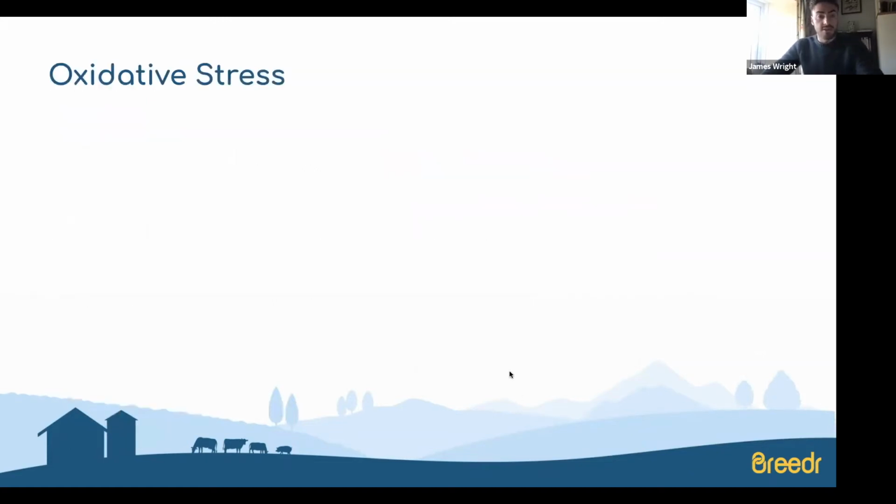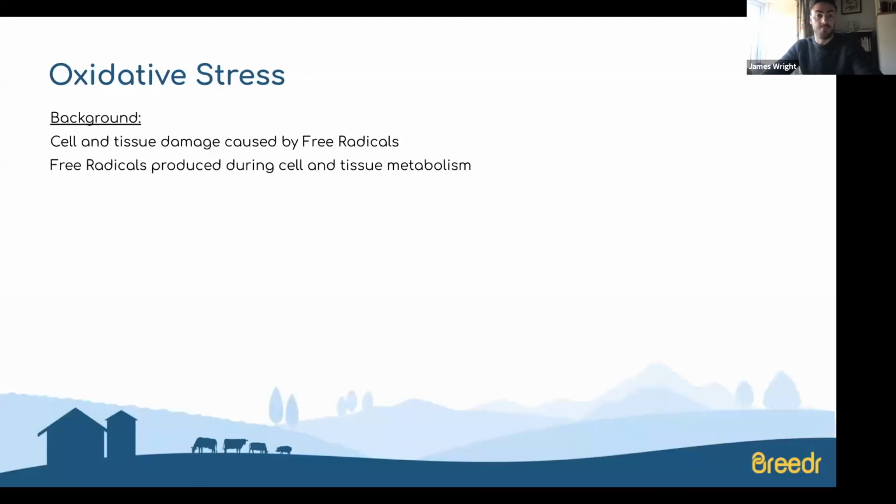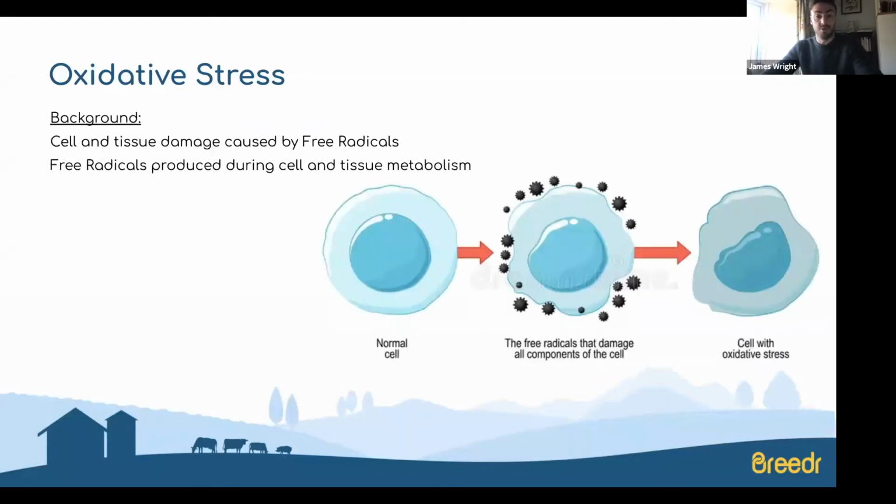Moving on then to oxidative stress. Oxidative stress is when cells and tissues become damaged by what are known as free radicals. Free radicals are produced when the cell and the tissue metabolizes. So it's a necessary evil, sorry, we can't avoid it. They are produced, but what they effectively do is, you have a normal cell that metabolizes, they end up producing these free radicals that then go away and start to damage other cells and can effectively kill those cells.